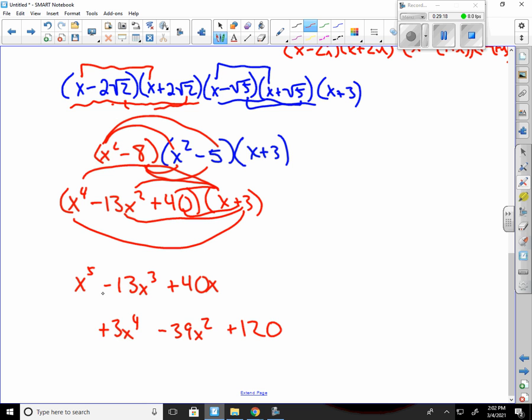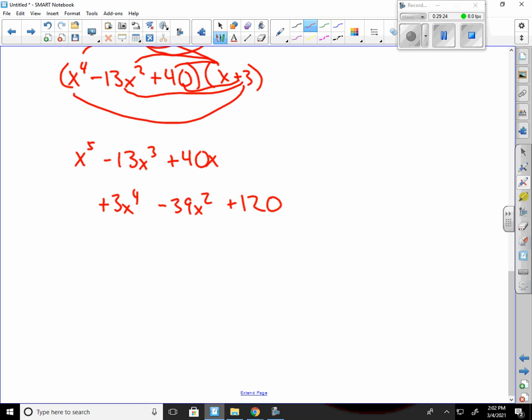Now you'll notice that we don't have any of the same exponents there. So it's just going to be x to the 5th plus 3x to the 4th minus 13x to the 3rd minus 39x squared plus 40x plus 120.